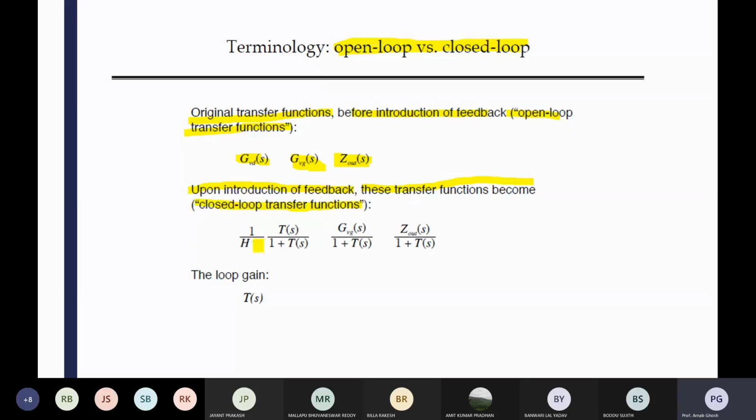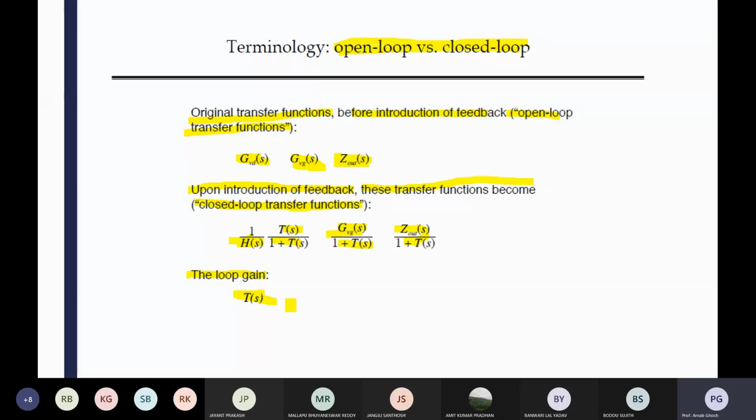When it is made closed loop, it becomes 1 by H(s) into T(s) by 1 plus T(s), G_vg(s) by 1 plus T(s), then Z_out. So that is your closed loop one. Your loop gain is T(s), that is your loop gain, which I have discussed previously. So now we can go for the stability.